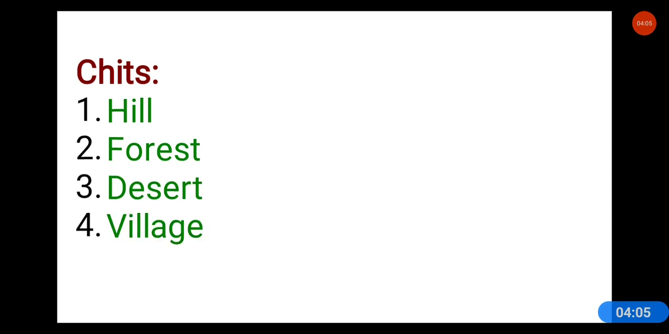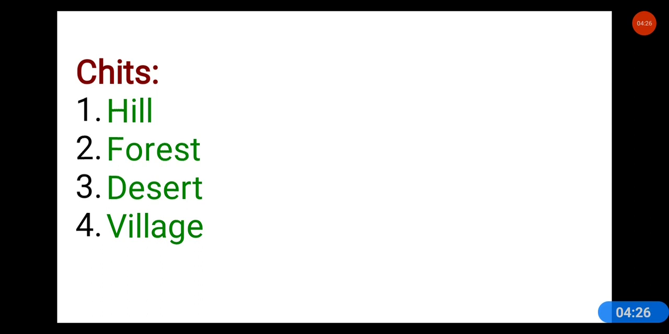After making a group, make a group along with your family members, and after making a group you have to read the places given in the chits. Here means on the slides: hill, forest, desert, village. And read this and plan a journey to this place. So you have to plan a journey, okay?